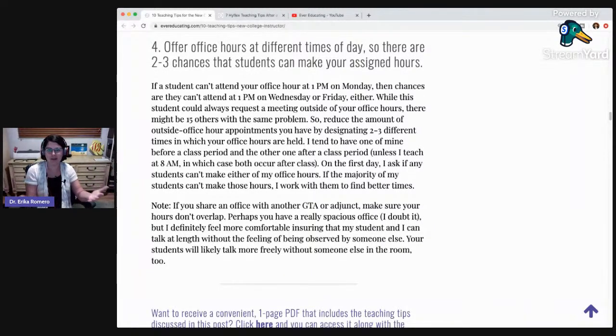Obviously, there's always going to be some students who can't make any office hours, and at that point, you do it by appointment when they need to speak to you. But this can be a way of decreasing the appointments outside of your office hours by giving variety in when your hours occur.